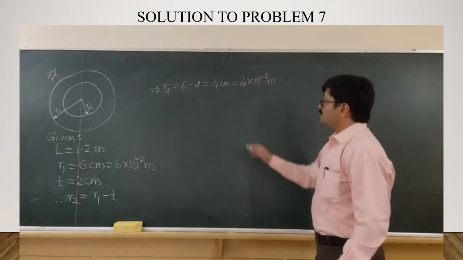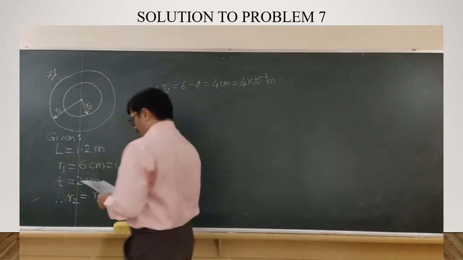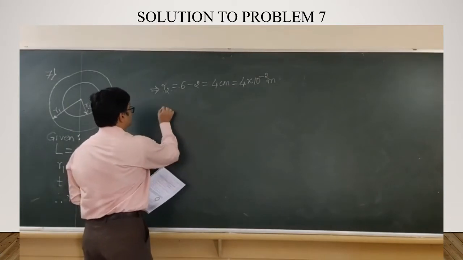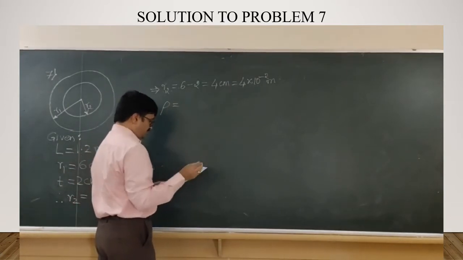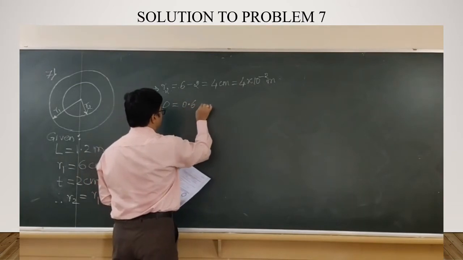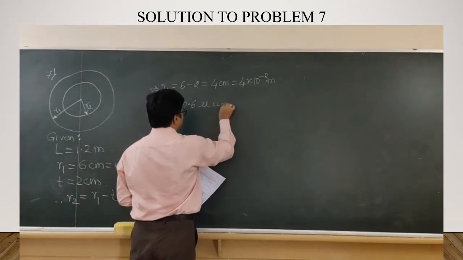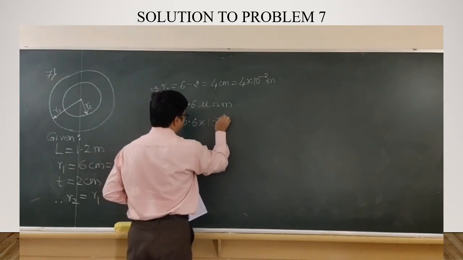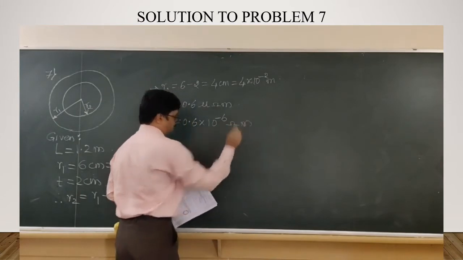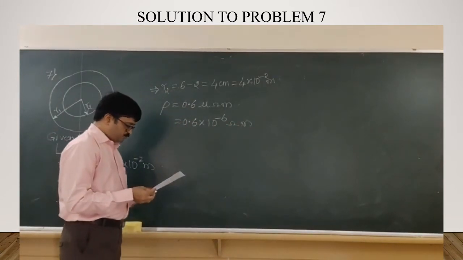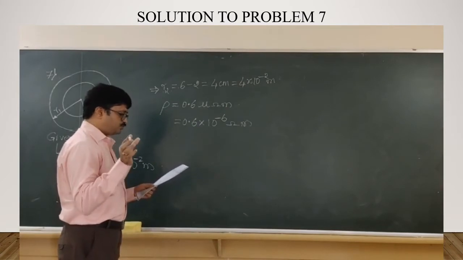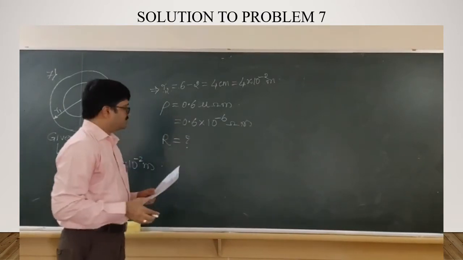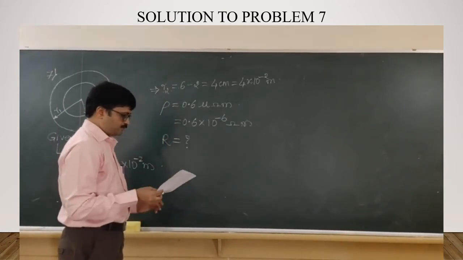Fine. So R2 we have found, and what else have they given? Specific resistance, that is resistivity. It is given as 0.6 micro ohm meter, which is nothing but 0.6 into 10 raised to minus 6 ohm meter. And here we are supposed to find what? The resistance of the tube between its ends. So I will take that resistance as capital R. So capital R is equal to what? This is what we are supposed to find.